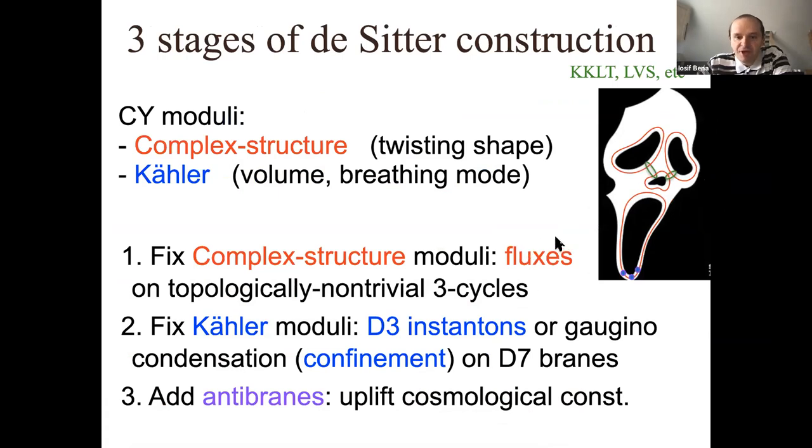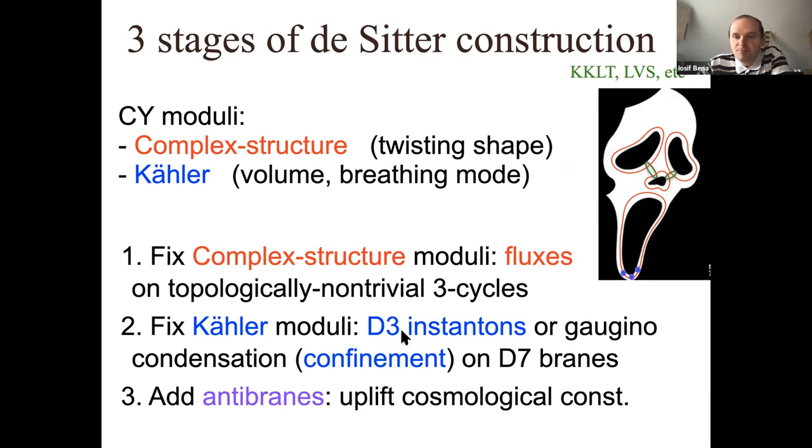And this is done by putting fluxes on topologically non-trivial three-cycles, and this fixes the complex structure moduli. Then we fix the Kähler moduli by using either the three instantons or the seven-branes with gaugino condensation. This is the second stage, and the third stage is to add anti-branes to uplift the anti-de Sitter cosmological constant to de Sitter. Now, all this is nice and beautiful.